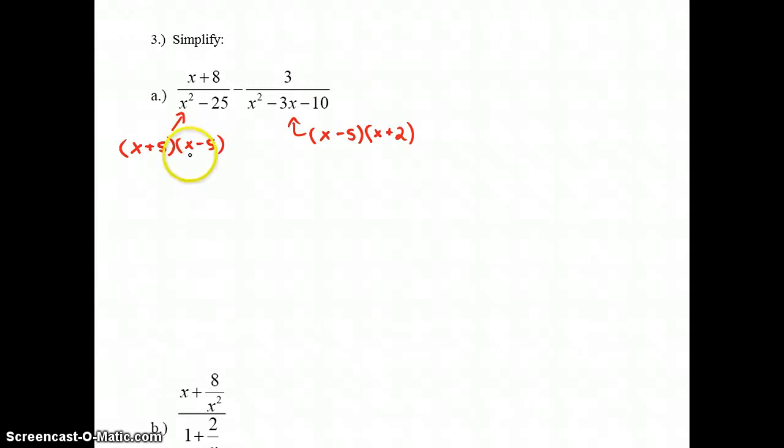I can see that they have the minus 5's in common. But on the left-hand side, I need an x plus 2. And on the right-hand side, I need an x plus 5. So, I'm going to multiply the left-hand side by x plus 2 over x plus 2. On the right-hand side, it's x plus 5 over x plus 5. And I've still got x plus 8 over x squared. Oh, no, x plus 5, x minus 5. I'll leave it in factored form because those are easier to deal with.